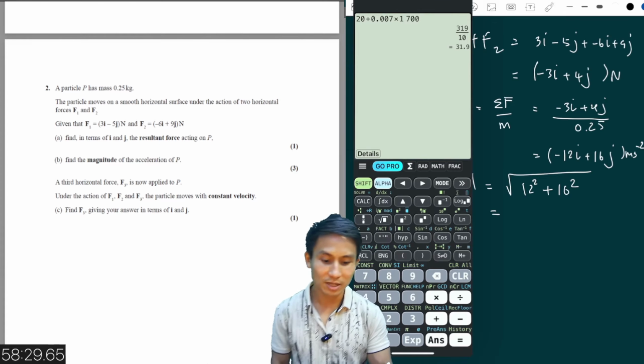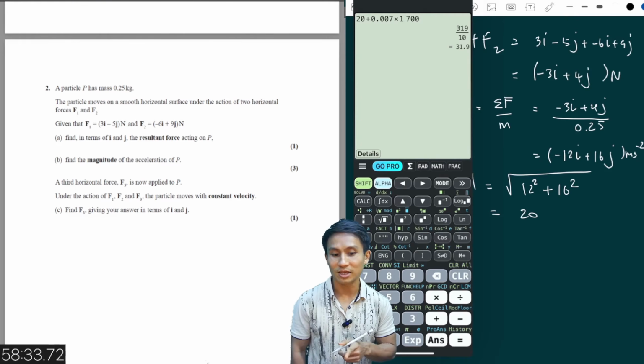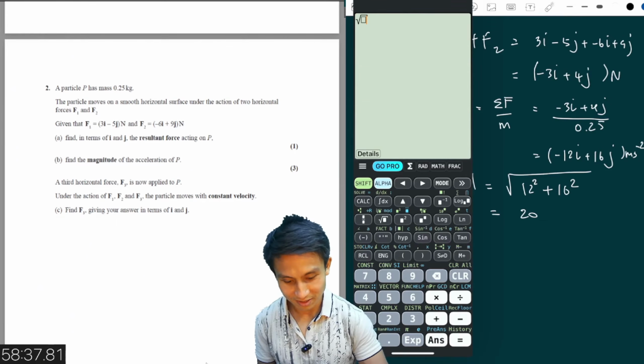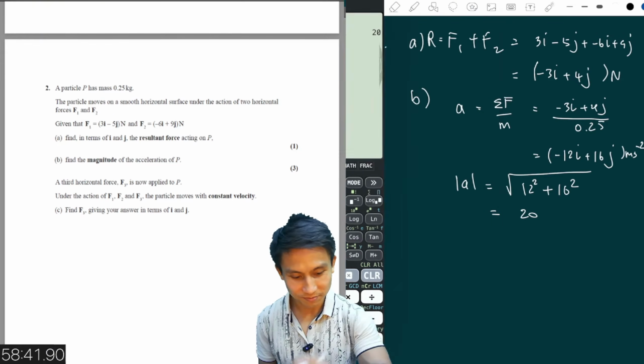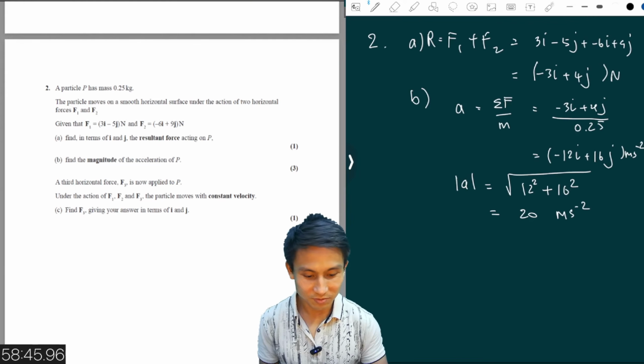And that should be 20, isn't it? Because that is 3 and 4. Yeah, it should be 20 if you try it. I mean, I can try it just to be safe as well. Yep, I have a trick there. So that's meter per second squared.